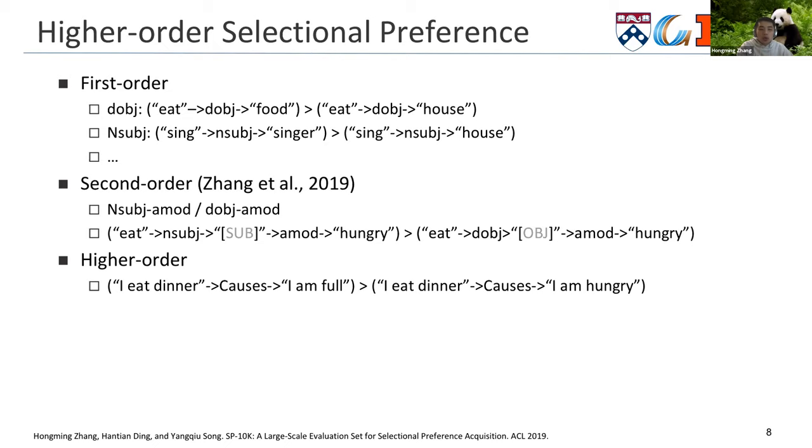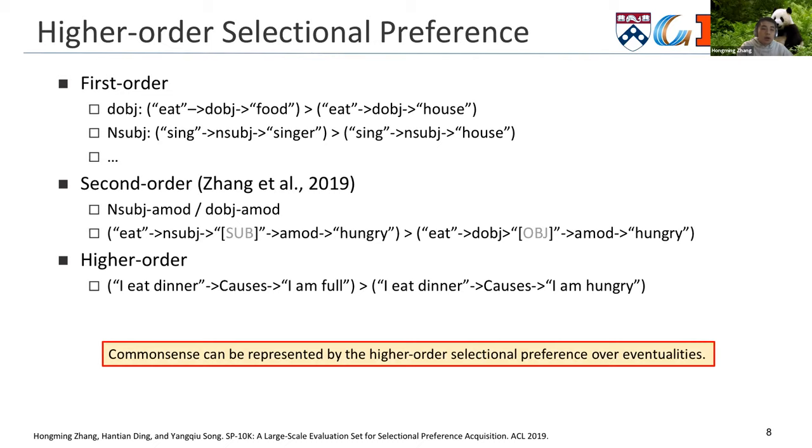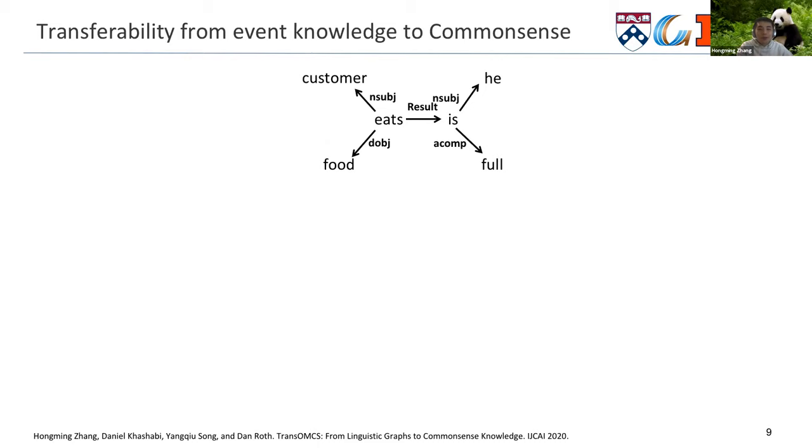So to summarize what we have discussed so far, the common sense can be expressed by the higher order selectional preference over eventualities. To demonstrate the connection between the preference knowledge about eventualities and the common sense, we can actually try to convert a linguistic-based eventuality KG into human-defined common sense knowledge graphs like ConceptNet.